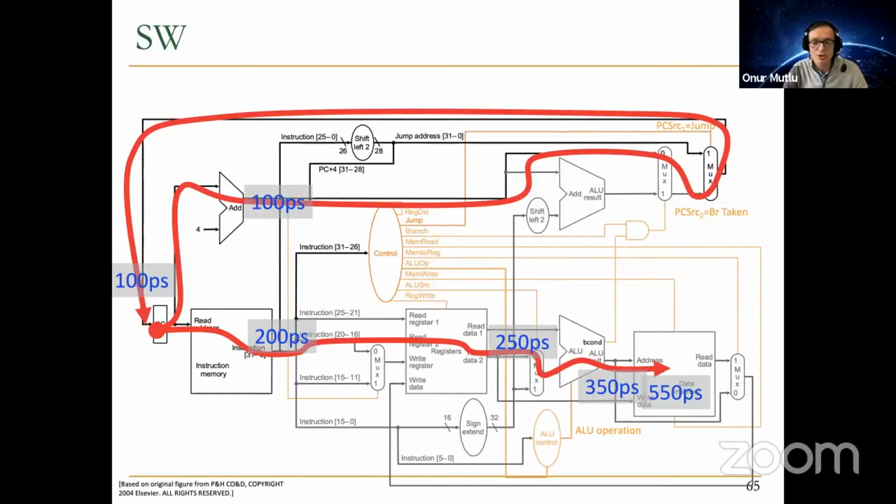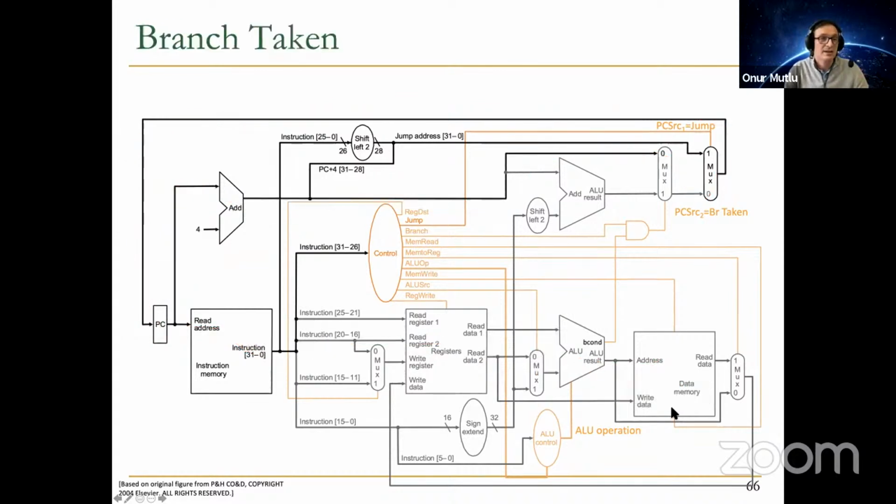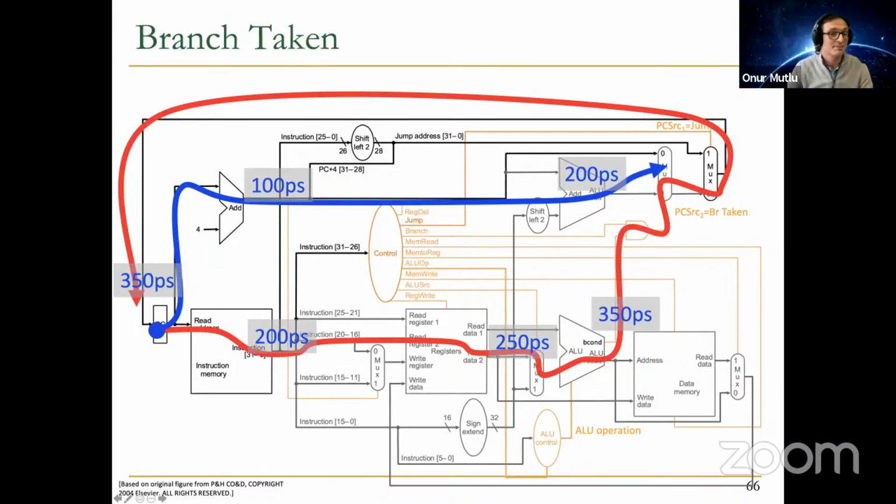Store word, close enough, except you don't write to the register. As a result, this is 550 picoseconds. Branch, there are two potential critical paths. It could be taken or not taken. The not taken critical path is the blue one. The taken critical path is the red one, as you can see.